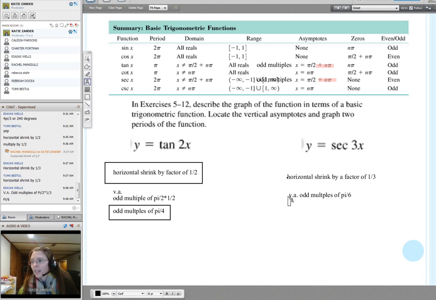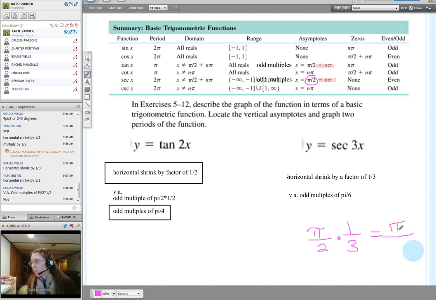Pi over 6. Good, so hopefully we're going to start to get this in our head, that we multiply by that horizontal factor before I write my final answer for the asymptotes. So, odd multiples of pi over 6. And the pi over 6 came from pi over 2, which was the original asymptote there, and then we had to multiply by the horizontal shrink. So if you're wondering where the pi over 6 came from, that's how we got it.